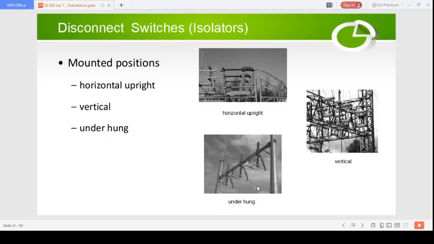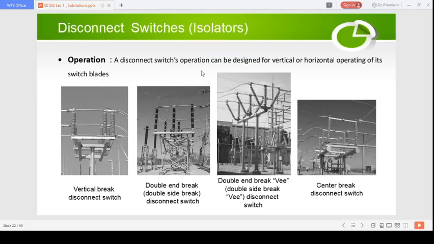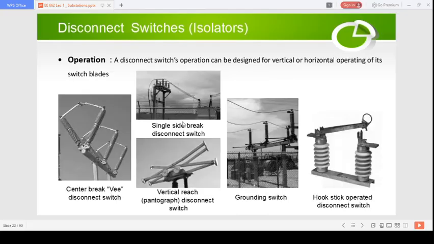We can further categorize these disconnect switches based on the operation. This operation could be vertical or horizontal operating of the switch blade. These are the switch blades. They can operate horizontally, or they can operate vertically, upward or downward, and horizontally into the screen, I can't draw it here, you can see that into my computer screen, or out of my computer screen like that.